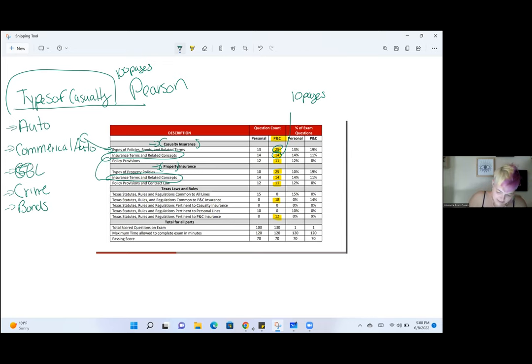10 pages for 14. CGL, commercial general liability. That's occurrence versus claims made, stuff like that. So when I look at this and it says 25 questions will come from types of casualty, that requires over 100 pages worth of study for those 25 questions. That's a lot. Instead you could really focus on insurance terms and concepts, which is only 10 pages, and you can easily lock in those 14 points way easier than you can lock in those 25 points. Is this making sense? Give me a 1.